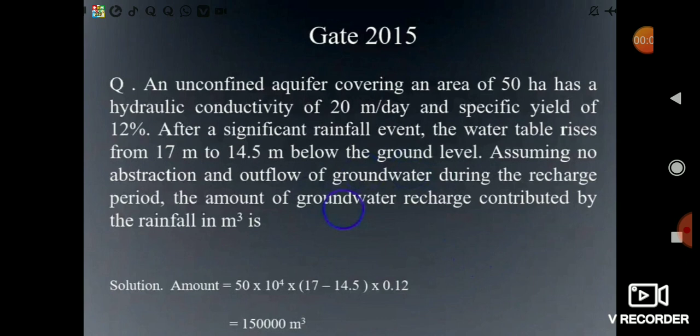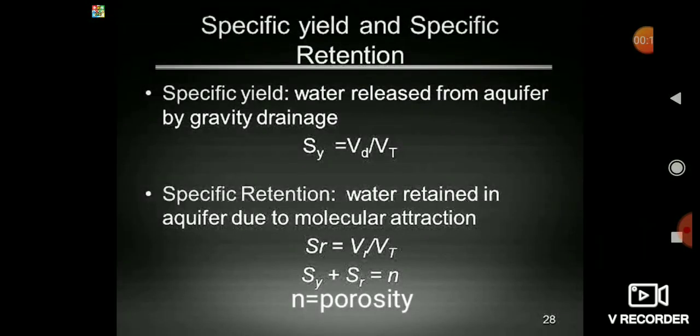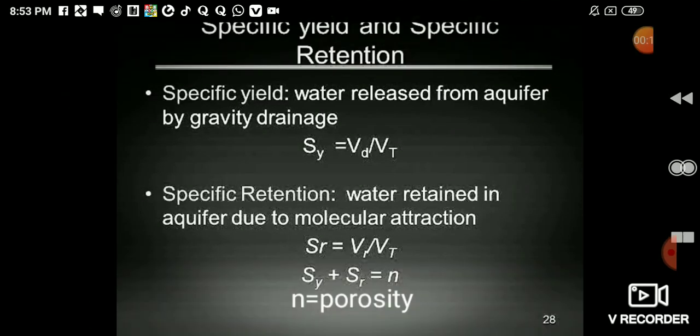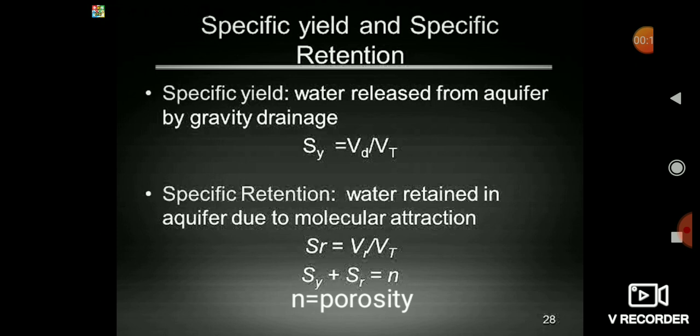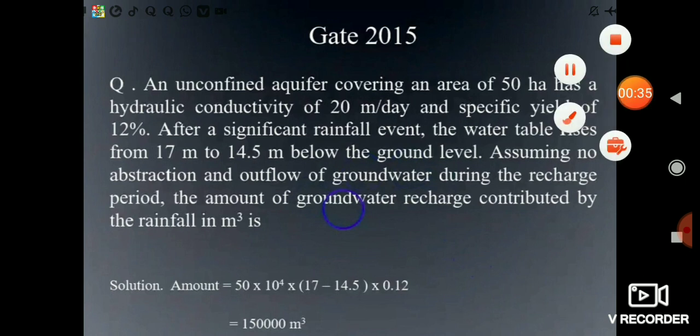So you should understand this concept of specific yield. You should simply remember this formula for all questions. Friends, here VD is the amount of water extracted or amount of water given, and VT is the total volume that is present in that area. So you should remember this concept and you can solve all the questions. I have solved most questions, but if in the coming year or next year questions are asked on this concept, then you will be able to solve them.